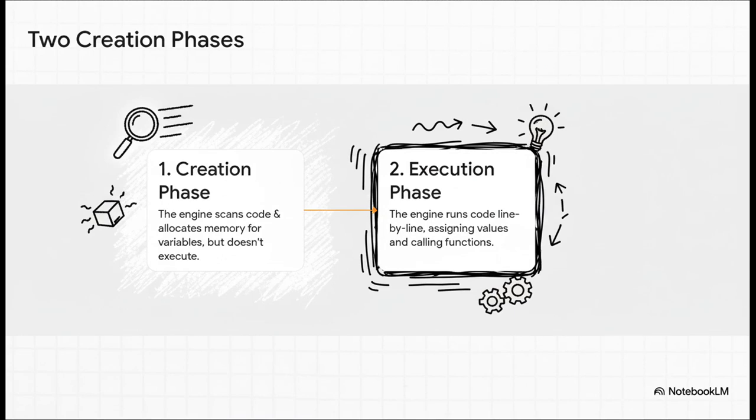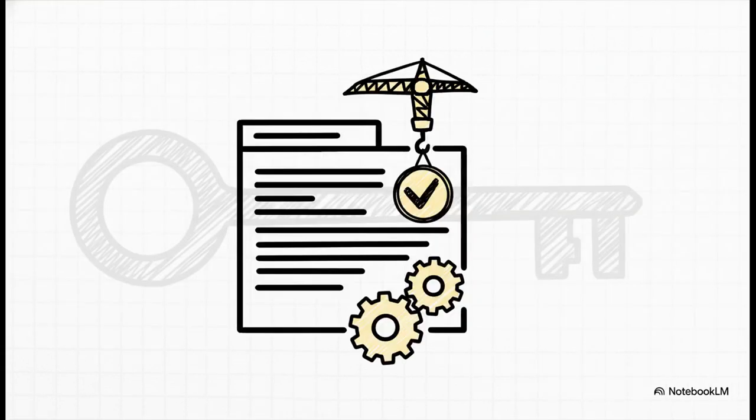Now here's a super important detail. Creating this box isn't an instant process. It happens in two distinct phases. First is the creation phase. Here, the engine just scans your code and sets aside memory for all your variables and functions. No code is actually run yet. Then comes the execution phase, where the engine goes through line by line and actually executes it all. So, why does this two-phase system matter so much? Because it is the absolute key to understanding a JavaScript behavior that trips up developers all the time. Hoisting. Let's see exactly how this works.